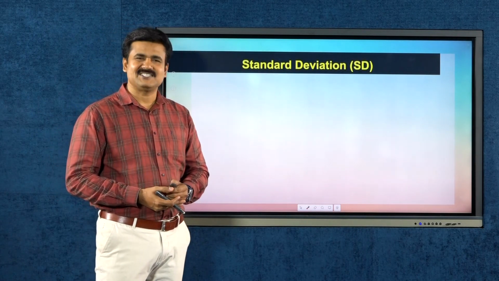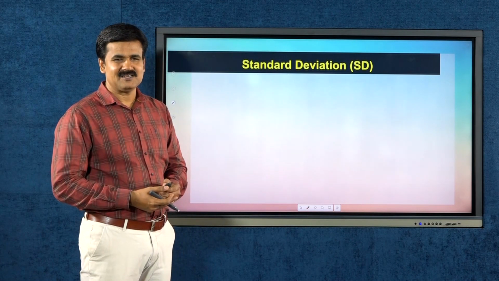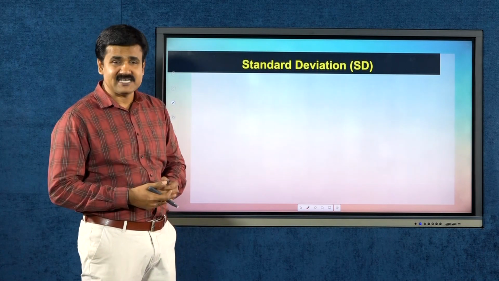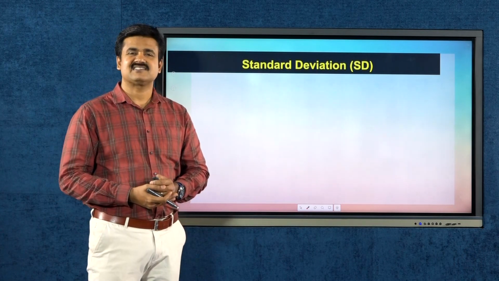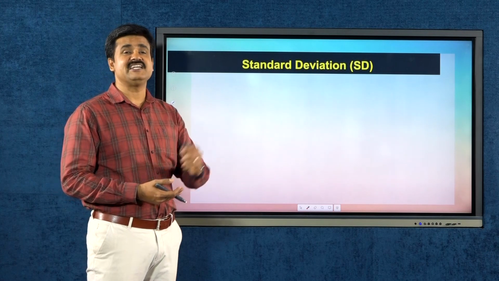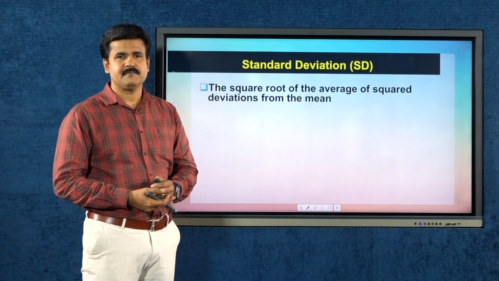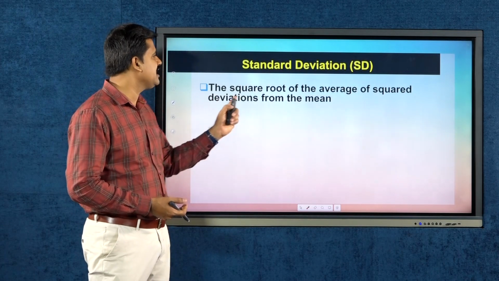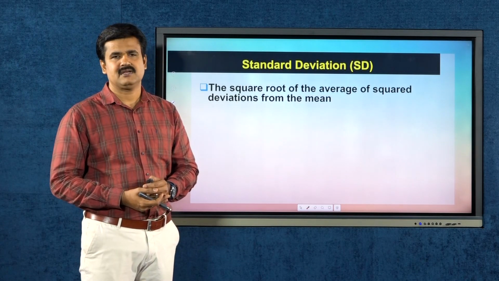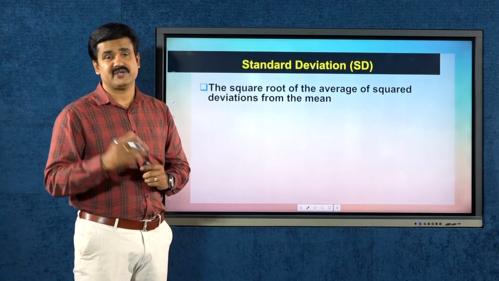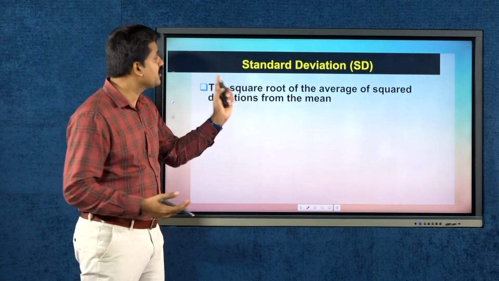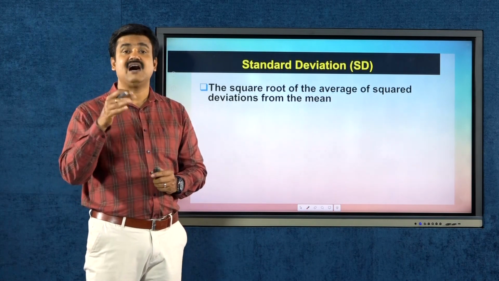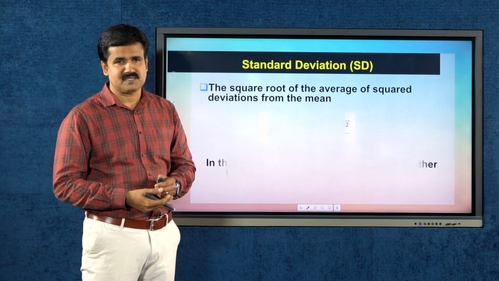Now, we are entering into another statistical method, the most important statistical method to express the precision in analytical measurement, that is nothing but the standard deviation. Standard deviation is abbreviated as SD, the square root of the average of squared deviations from the mean. So, standard deviation has a square root. Square root of what? Square root of the average of squared deviations from the mean.